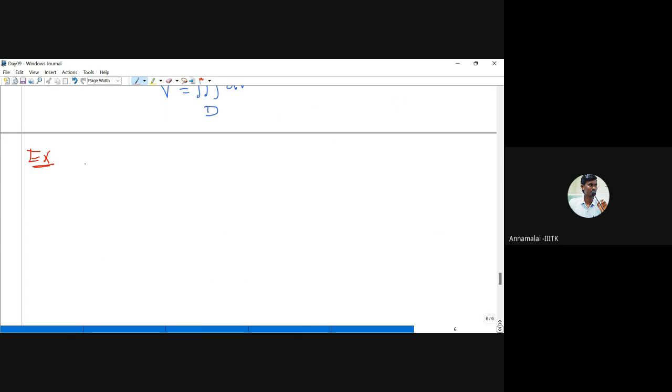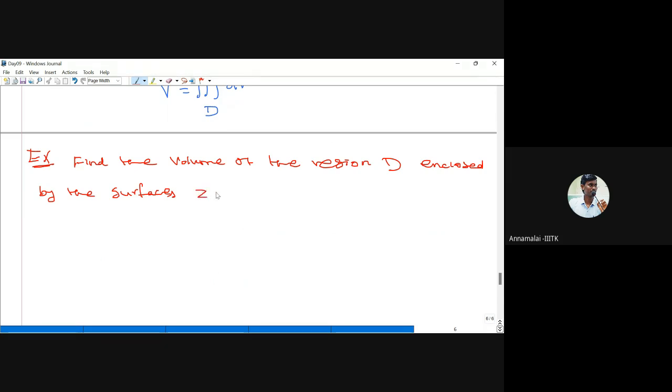Find the volume of the region D enclosed by the surfaces. In the two-dimensional case we call it a curve, and the three-dimensional graph is called a surface. The surfaces are z equal to x squared plus 3y squared, and the other surface is z equal to 8 minus x squared minus y squared.